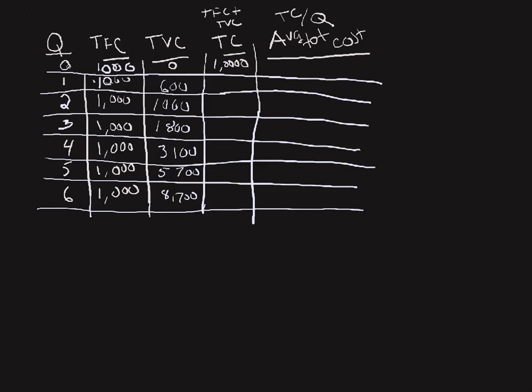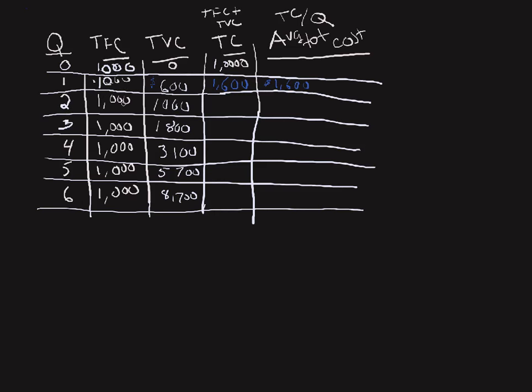We move forward. We produce one more unit. And then when we produce that unit, we still have the same total fixed cost, $1,000. But now we end up with some variable costs, $600. The total cost is $1,000 plus $600, or $1,600. So we've added people. We take our total cost divided by 1, and that's going to give us our average total cost. In this case, it's $1,600. 1,600 divided by 1.